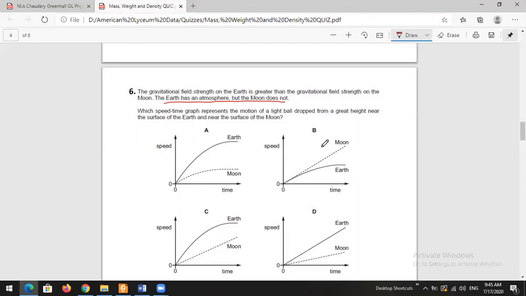Which speed-time graph represents the motion of a light ball? A light ball means just a ball made of some plastic. Drop it from a great height near the surface of the Earth and near the surface of the moon. As the ball is light, because of the air resistance, the acceleration of the ball should decrease to 0 with the passage of time. Okay? Whereas on the moon there is no air resistance, so the gravitational acceleration should remain constant.